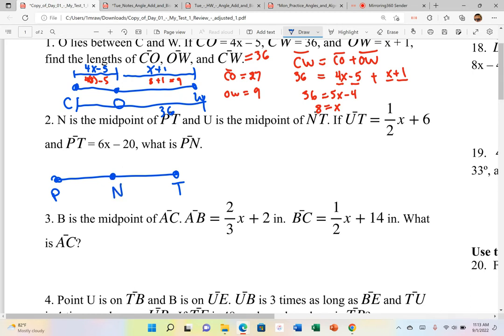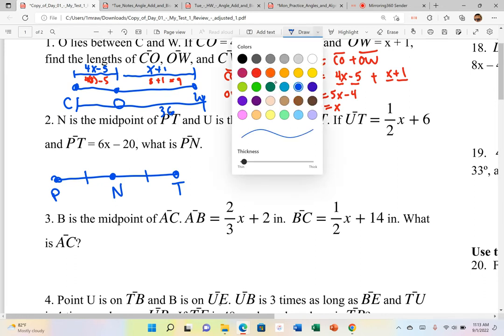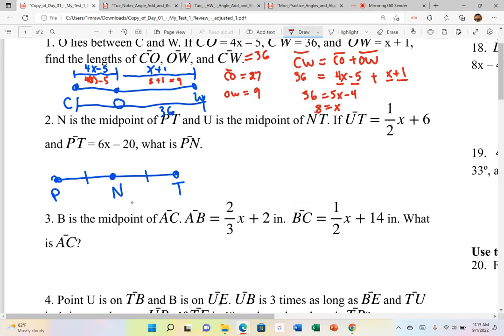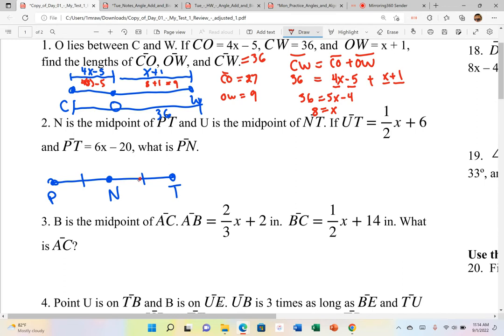So N is the midpoint of PT. Okay. We good? Is that okay? Yeah. Thank you, Nesra. You got to draw the congruency marks. Right? Now it's okay. Now we're saying that N is the midpoint of PT. Right? And then it says U is the midpoint of NT. So guess what? That means U is in the middle of PT. That's literally what the midpoint means.